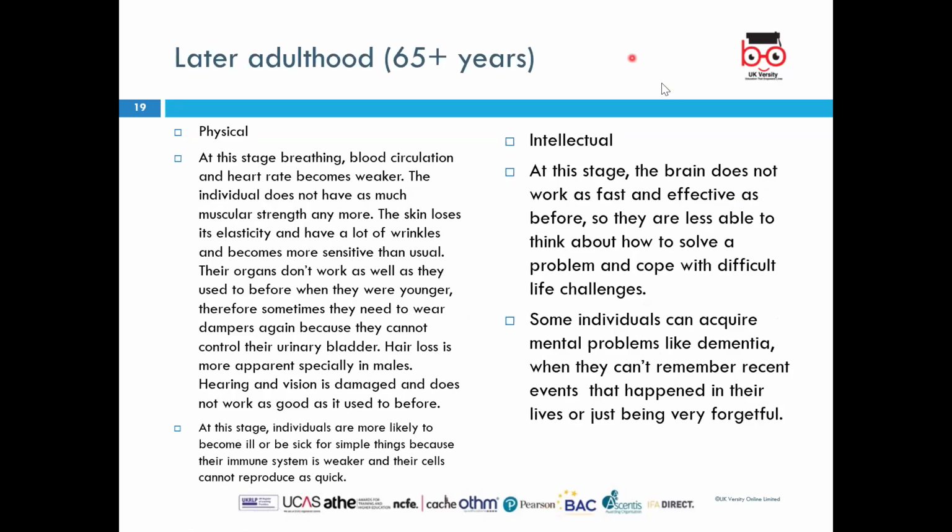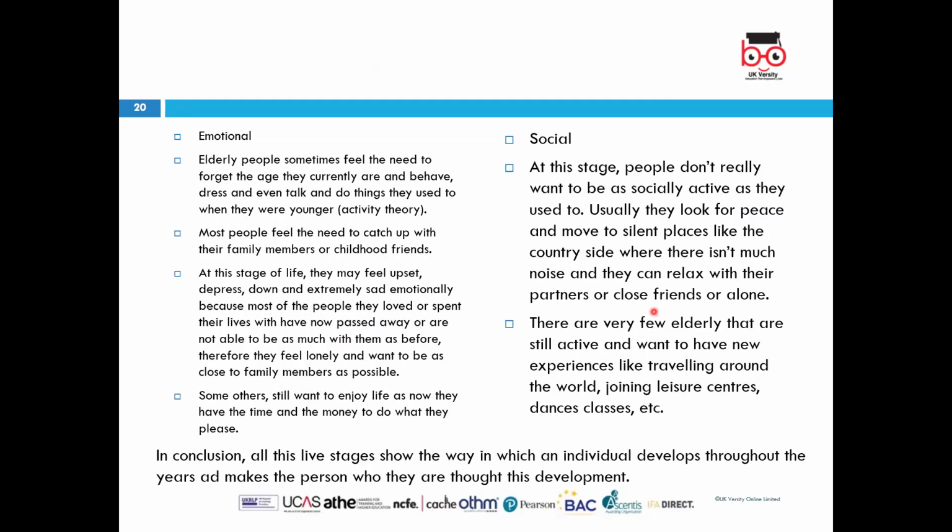And then there's later adulthood, where everything changes even further on, 65 and above. So they're further going down. Their organs don't work as well. They lose control of their bladder. Hair loss is more apparent. The brain does not work as fast as it used to work. They go through the stages of dementia, or if not, there's still a drastic decrease in their mental capabilities.